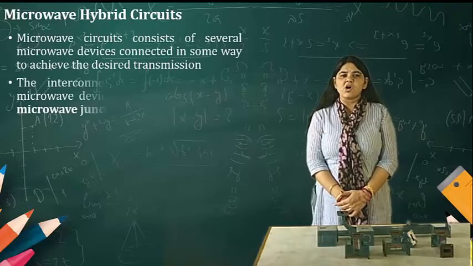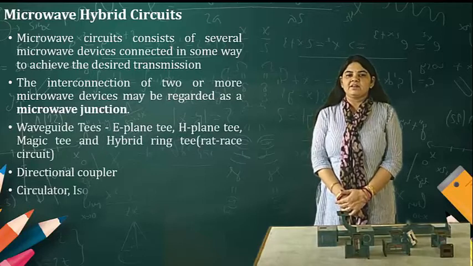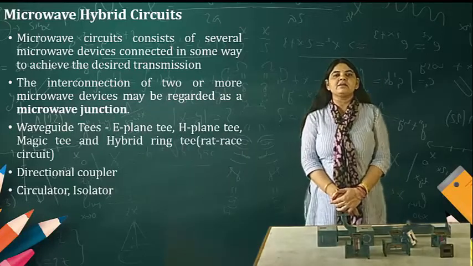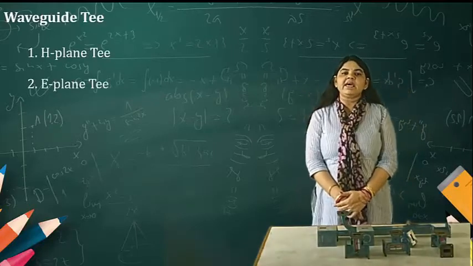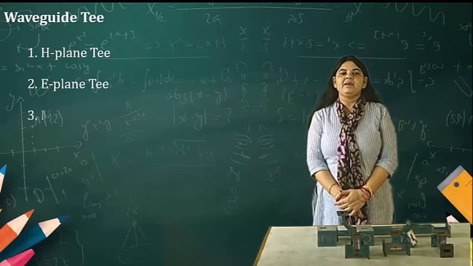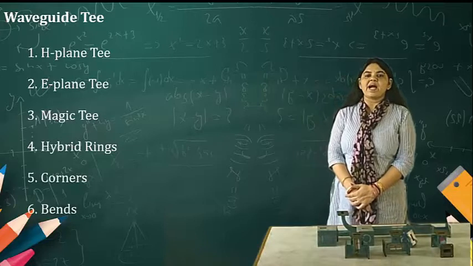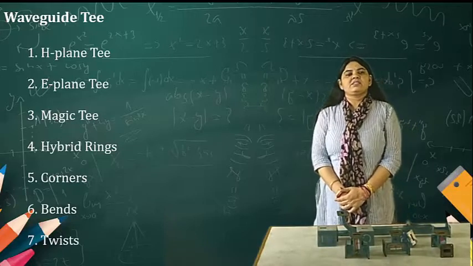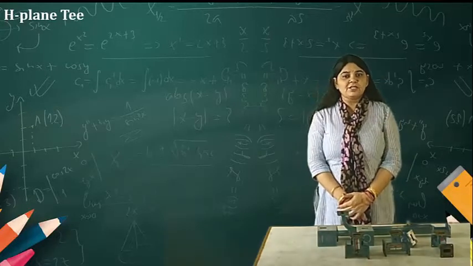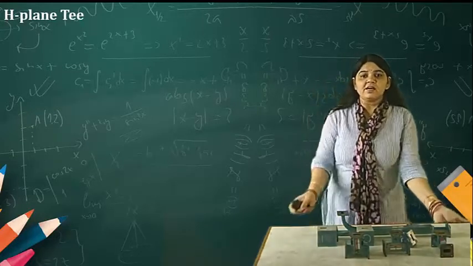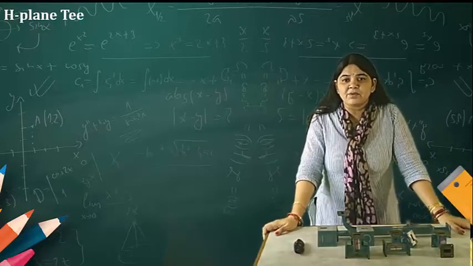This consists of the study of various devices or components like the directional coupler, the circulator, waveguide T, H plane T, E plane T, magic T, then the hybrid ring, corners, bend, twist. These are the various components for our discussion. Now let us start with the description of the microwave component.